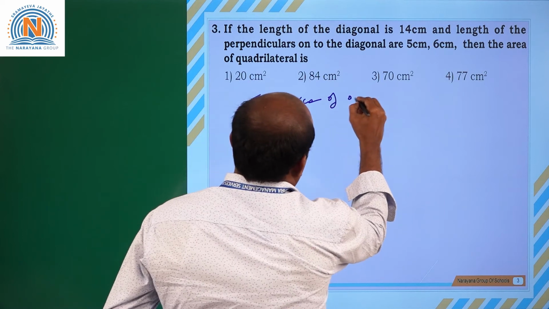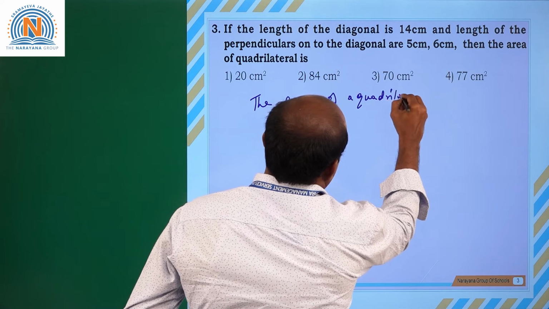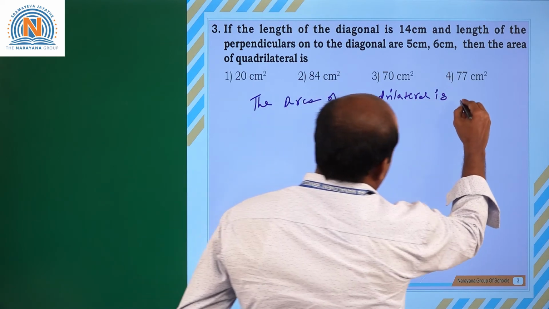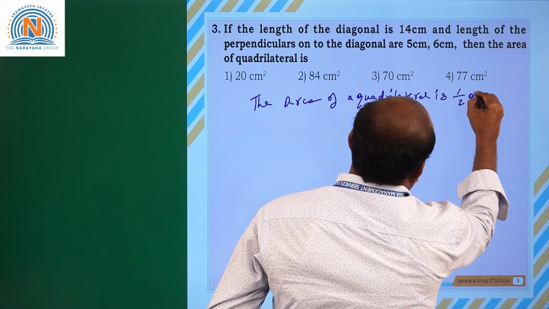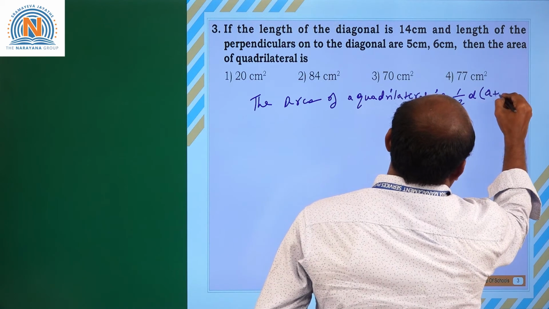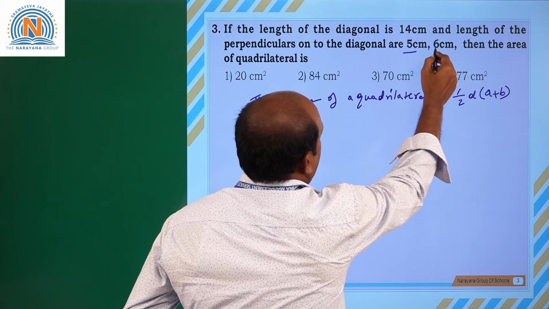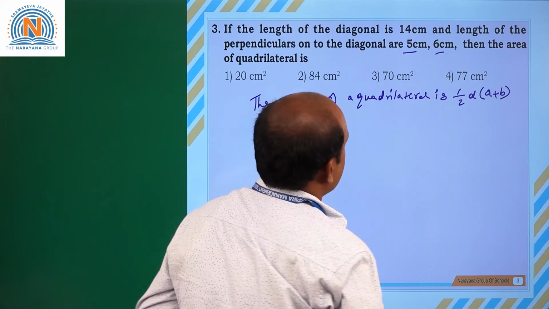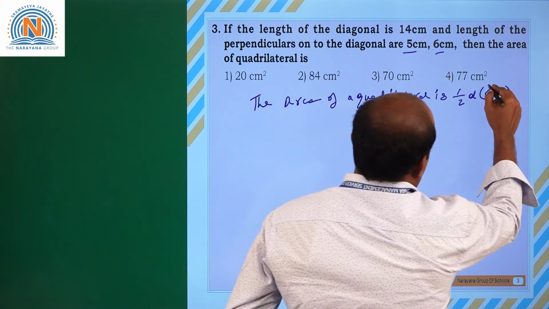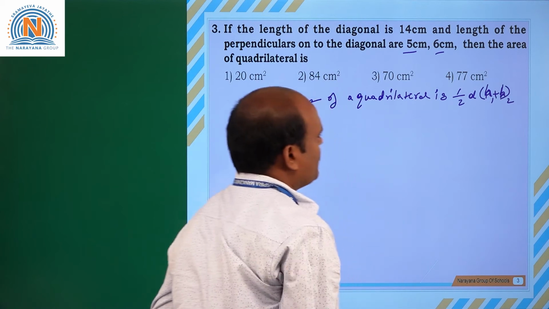of a quadrilateral is half into d into a plus b. A and b are the perpendiculars and d is the diagonal, or you take h1 plus h2, also perpendicular distances.